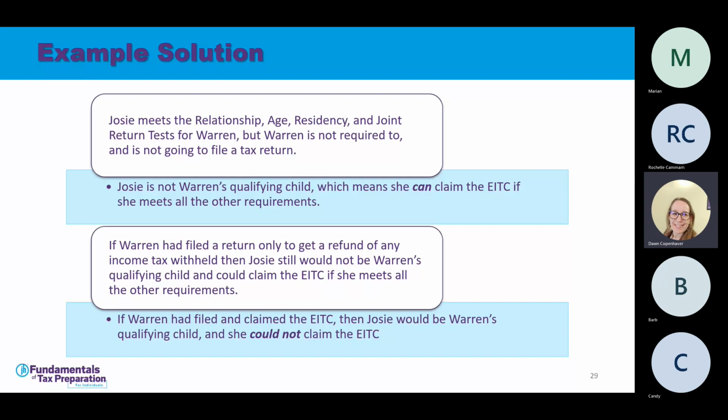Now, if Warren filed a return only to get a refund of that $19 of tax withheld, then Josie still would not be Warren's qualifying child, and she could still claim the earned income credit if she meets all the other requirements. If Warren had filed and claimed the earned income tax credit, then Josie would be Warren's qualifying child, and she could not claim the earned income credit. So there's a lot of little caveats to this, but again, our software walks us right through it. So you don't have to worry about it. You just need to be aware of it and understand it.